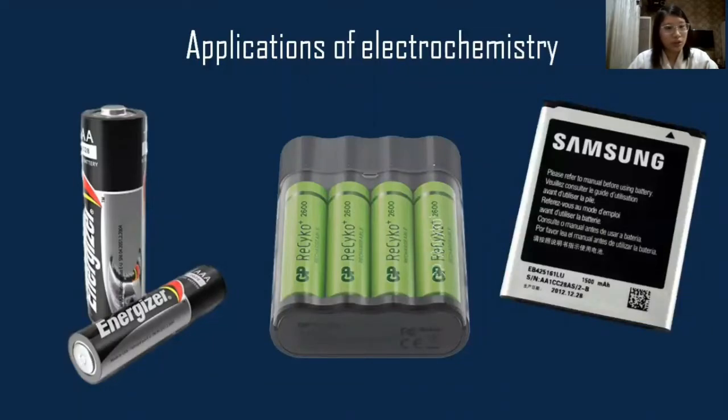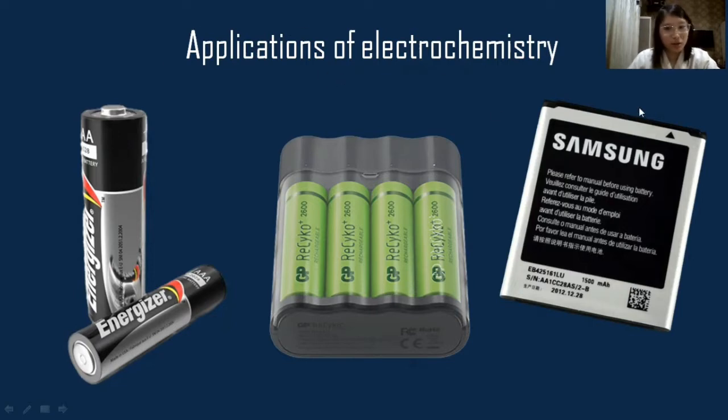Example of applications of these electrochemical cells. The AA alkaline batteries are examples of galvanic cells because the electrons flow from anode to cathode. Anode is the negative, while the positive is here, which is the cathode. Anode is negative because it has a negative potential with respect to the solution, while cathode is positive because it has a positive potential.